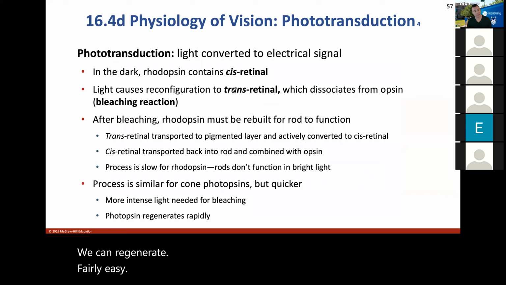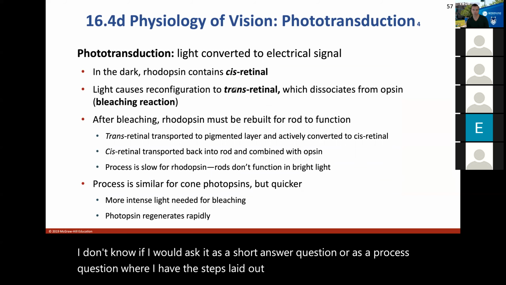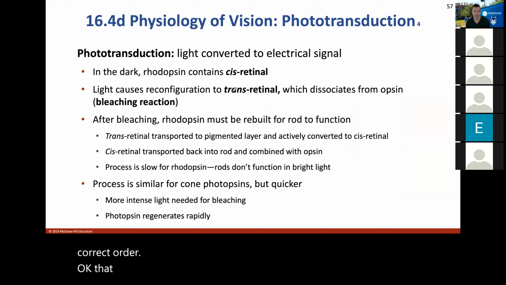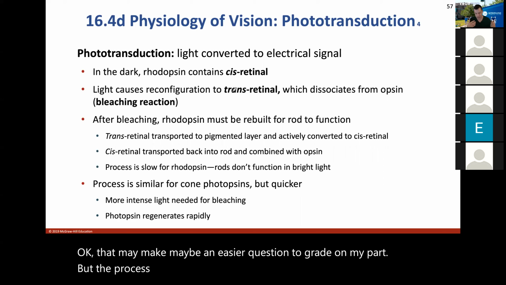I don't know if I would ask it as a short answer question or as a process question where I have the steps laid out and you have to put them in the correct order. That may be an easier question to grade on my part. But the process of changing light into electrical energy is slide 57.